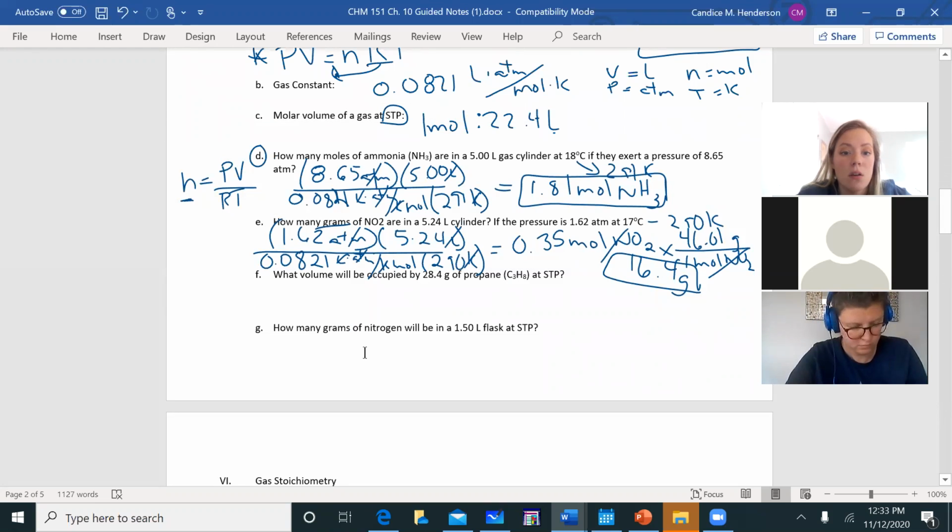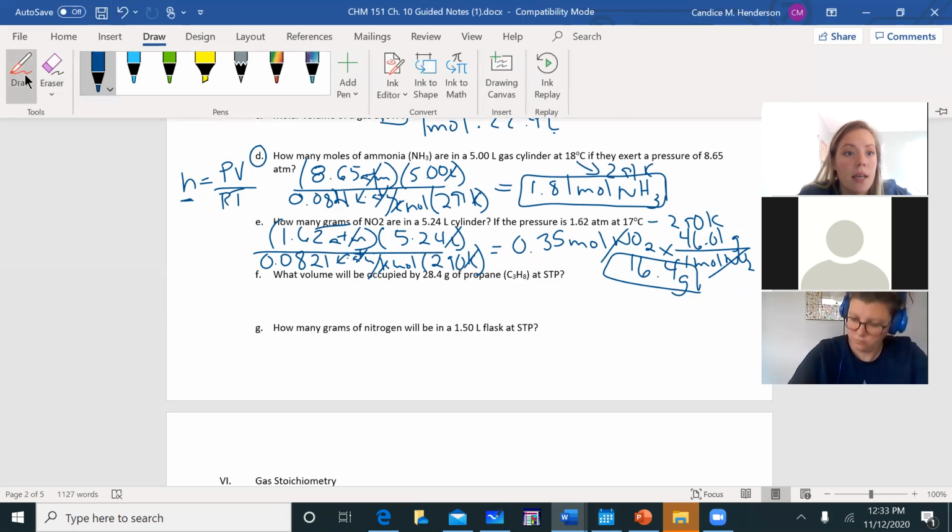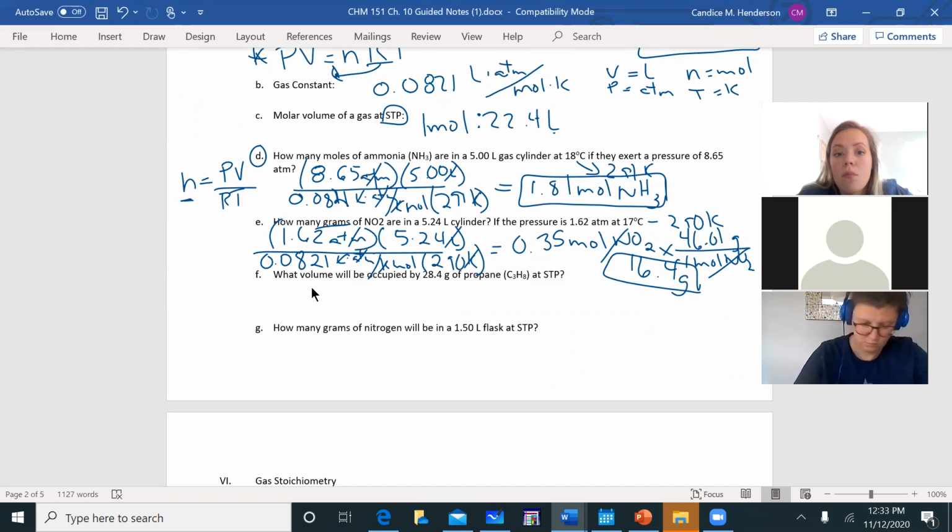Let's do that. I've got a problem here that says, what volume will be occupied by 28.4 grams of propane? And it says it's at standard temperature and pressure. So if you're at standard temperature and pressure, you want to use one of the nifty tricks. Now I can relate moles to liters. This problem, though, gave me information not in moles but in grams. That's okay. Hopefully by now you're starting to see that grams and moles are one and the same, just changing them out through molar mass.